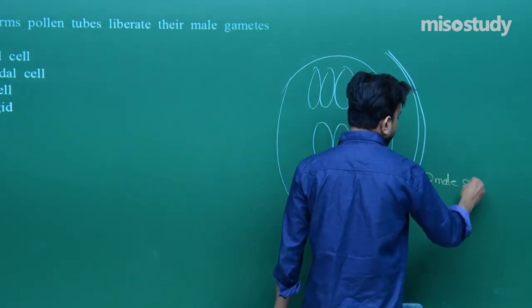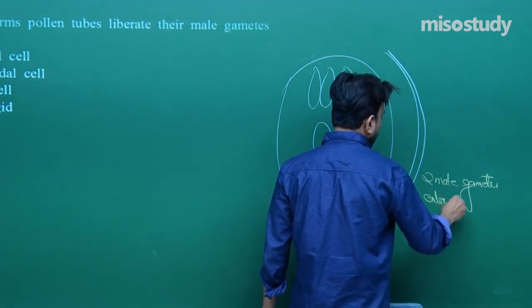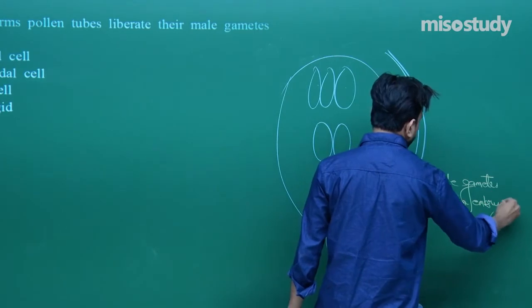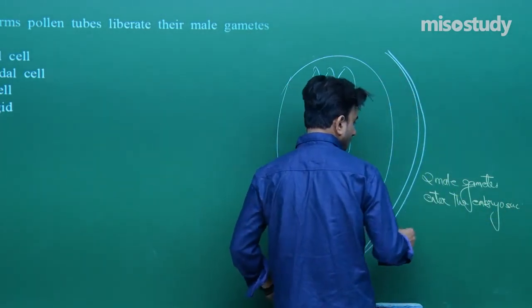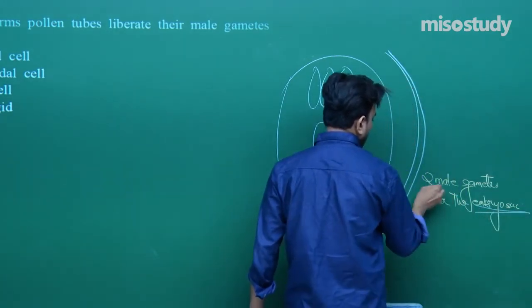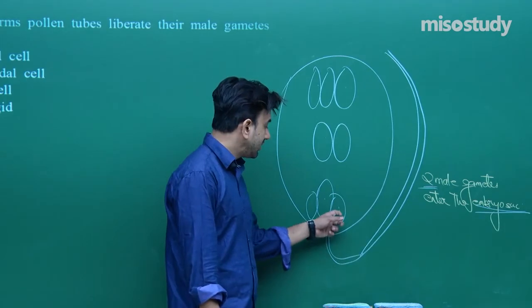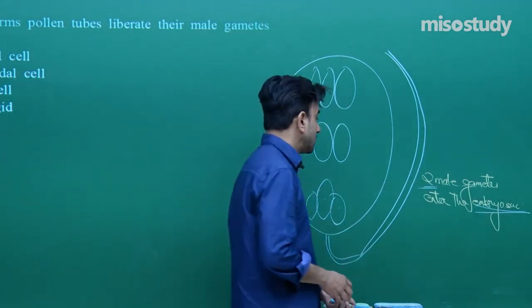It is bringing the 2 male gametes, which enter the embryo sac. And what will happen? They are released into the synergids.